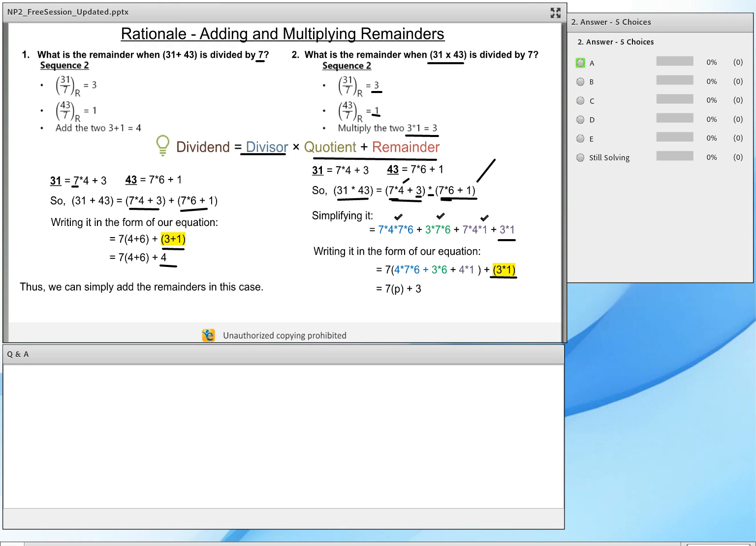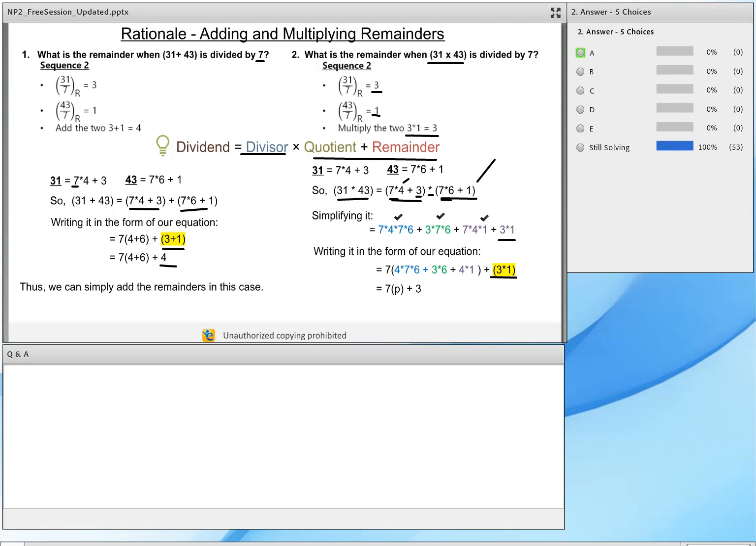Let's get to still solving. 100 people saying still solving. Guys, 100 people saying still solving. 93, 95, 97, 99. All right.